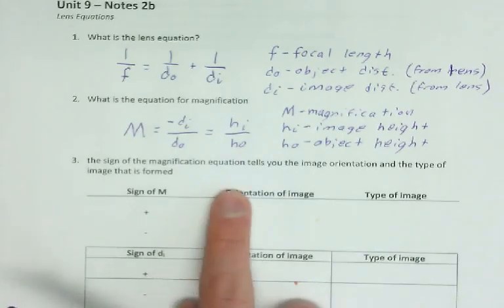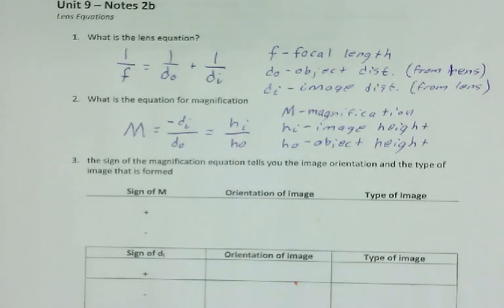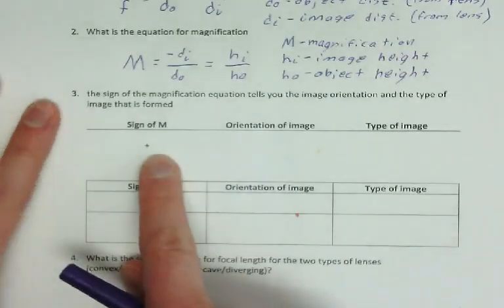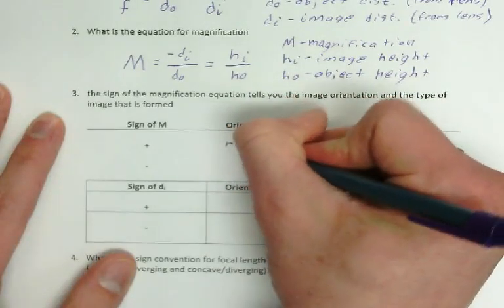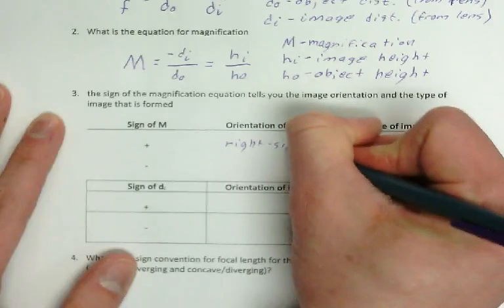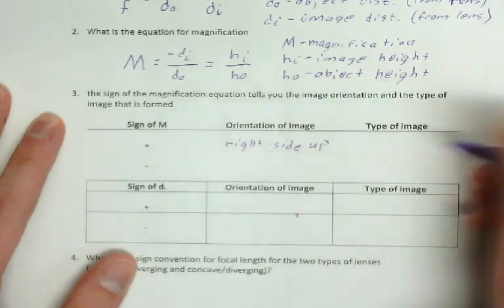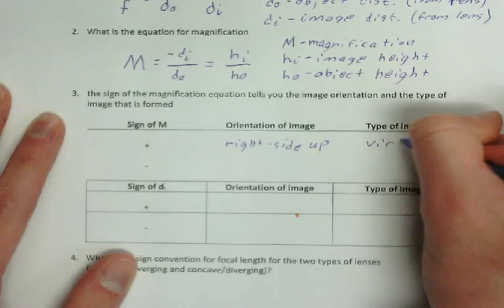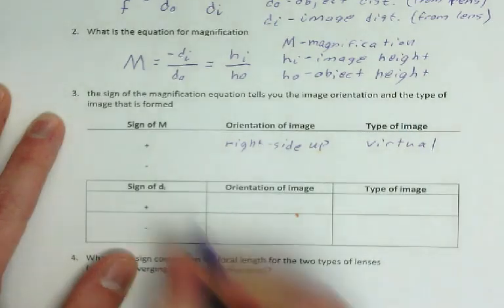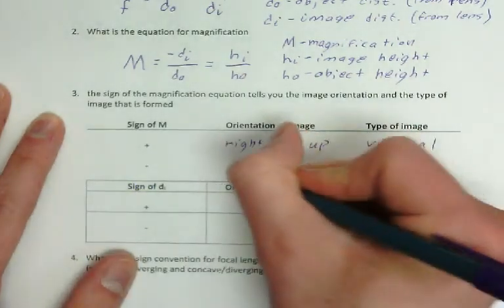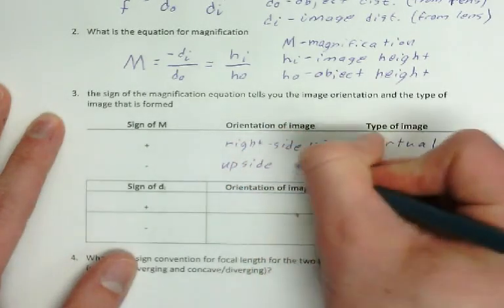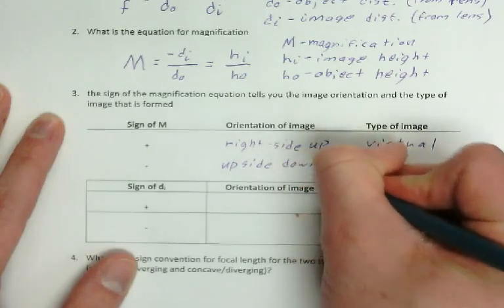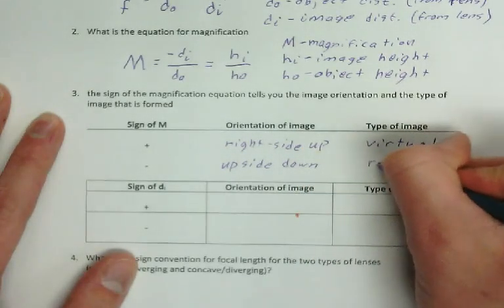Okay, the sign of the magnification equation tells you the image orientation and the type of image that is formed. So if you get a positive sign for M, the orientation of the image means it's right side up. And it also means that it's virtual. If you get a negative magnification, it means it's upside down. And the type of image is real.